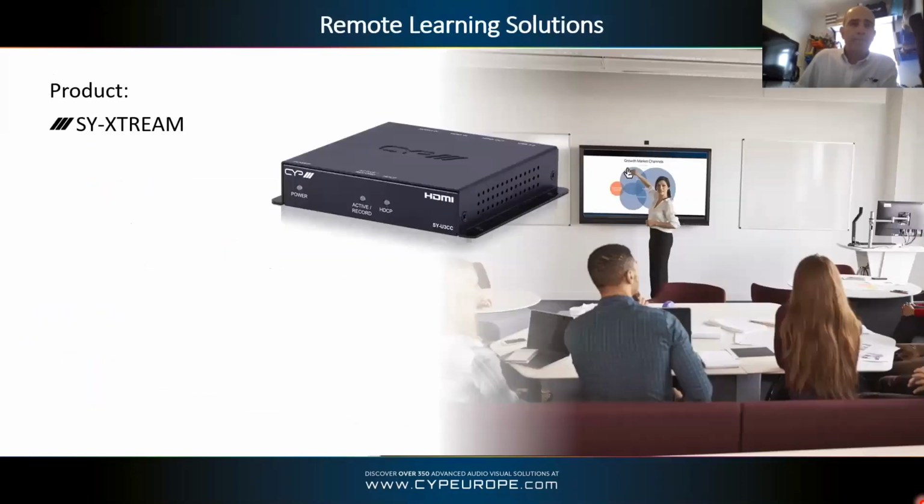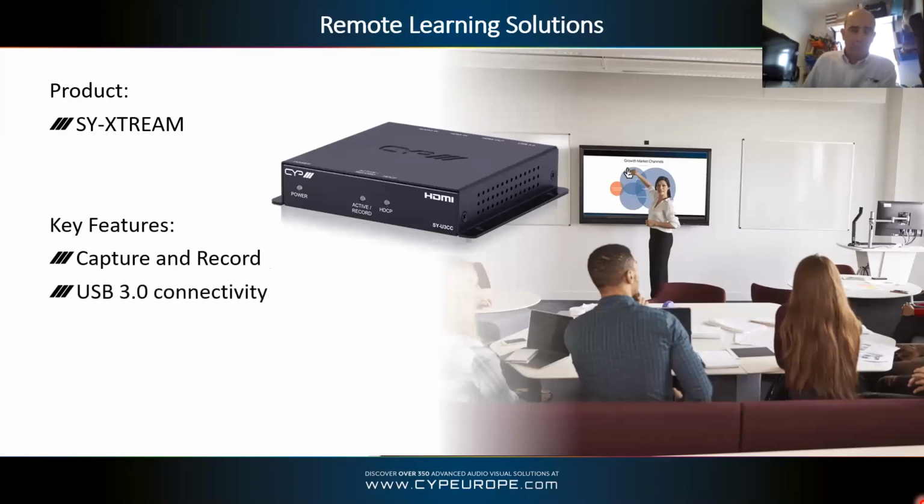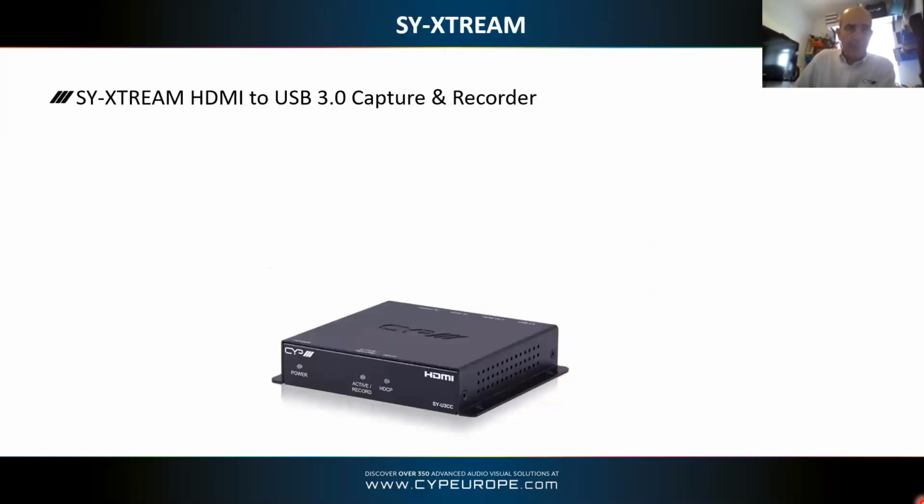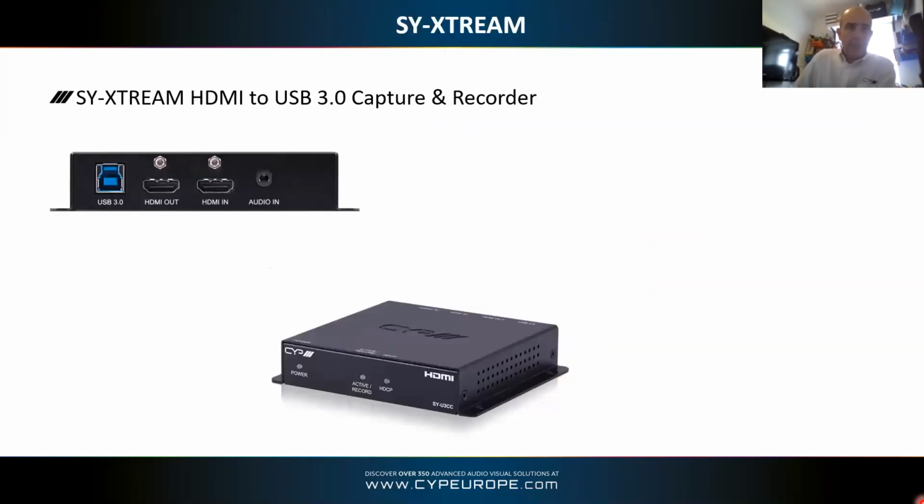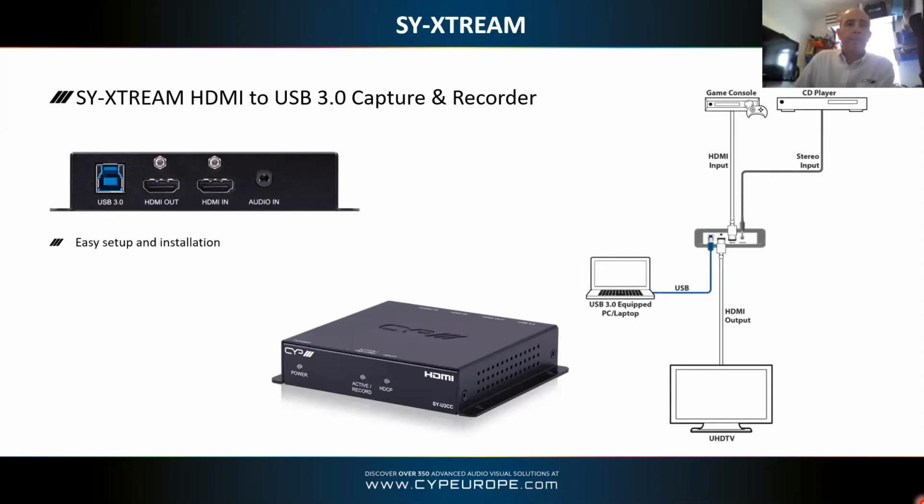Excellent. Okay, another option then, this is more of a sort of traditional capture device. So this would work with a PC and then would work with third-party software. So this is the SY-XTREAM. Let's have a look. Again, it's really simple in terms of its inputs and outputs. So it's HDMI in, HDMI out, again with 4K 18 gigabits per second support for HDMI. USB 3 connection then to go to your PC or laptop.